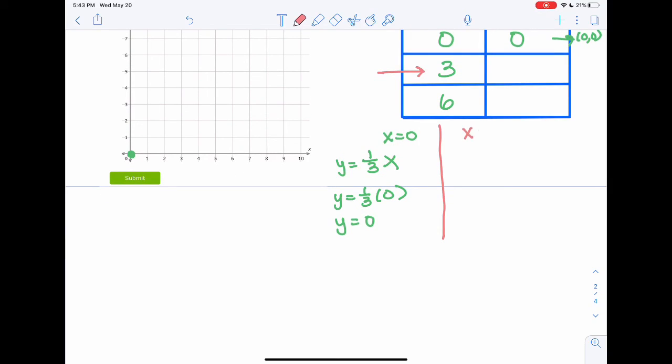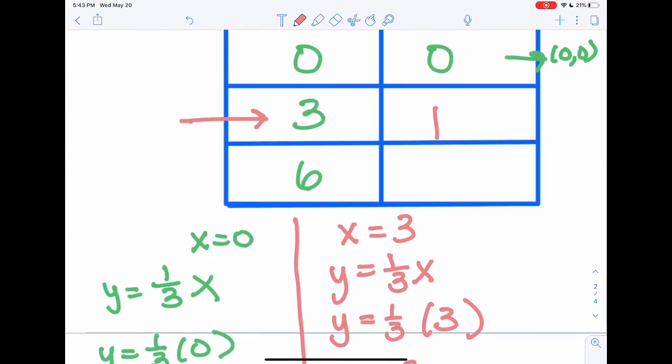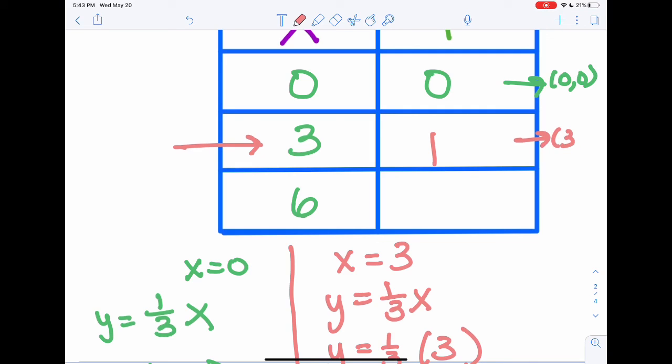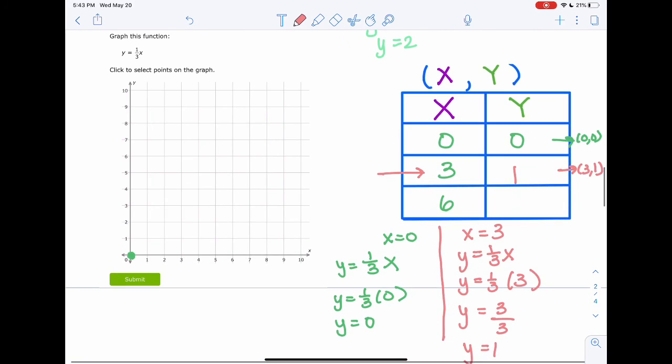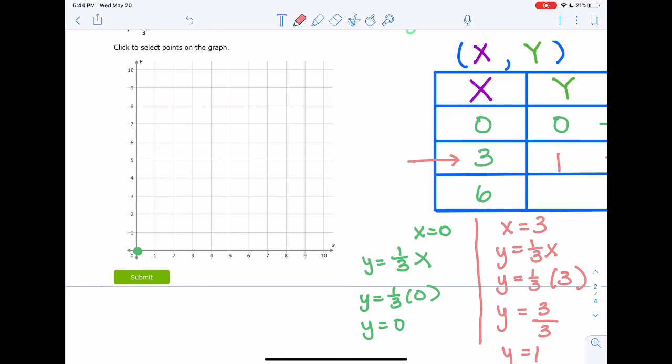So when x equals 3, I'm going to substitute into my equation 3 for x. So I'm going to replace that x with 3. And when we multiply with fractions, I multiply by the numerator. 1 times 3 is 3. Divide by our denominator, which is 3. 3 over 3 is 1. So my new point here is 3, 1. So on my graph, I'm going to go to my x-axis at 3 and then go up 1.